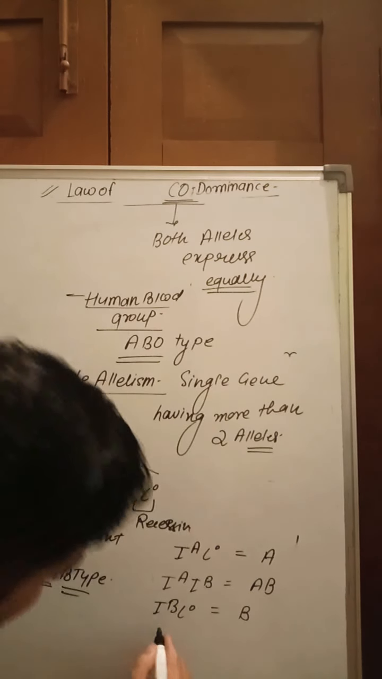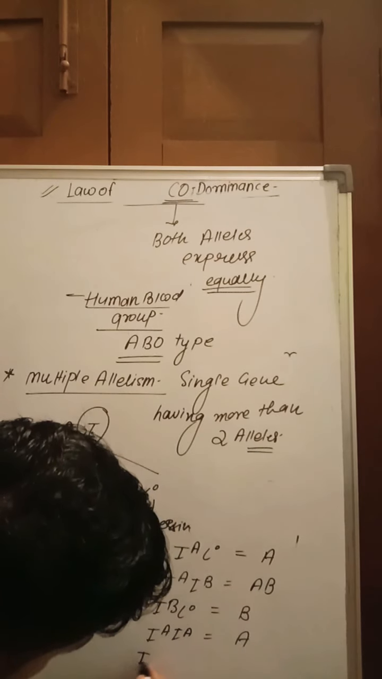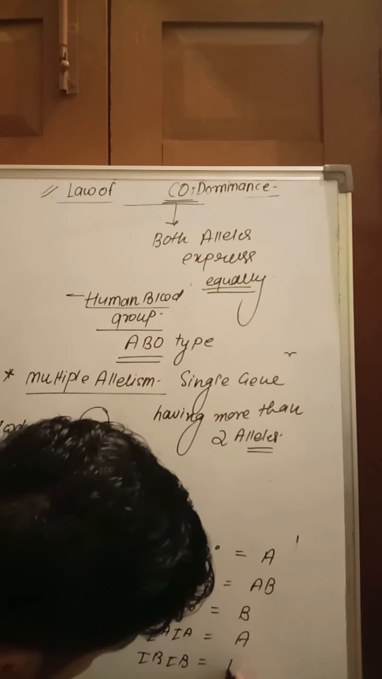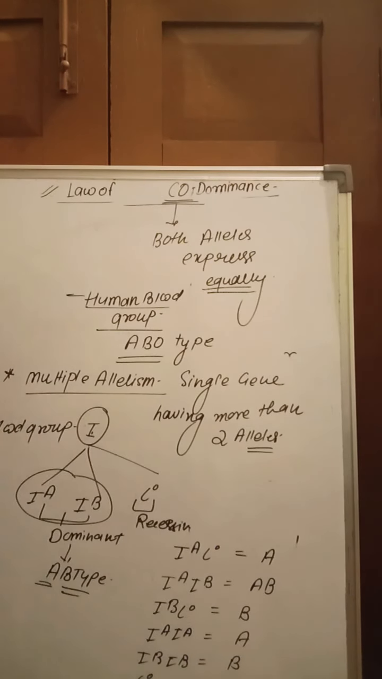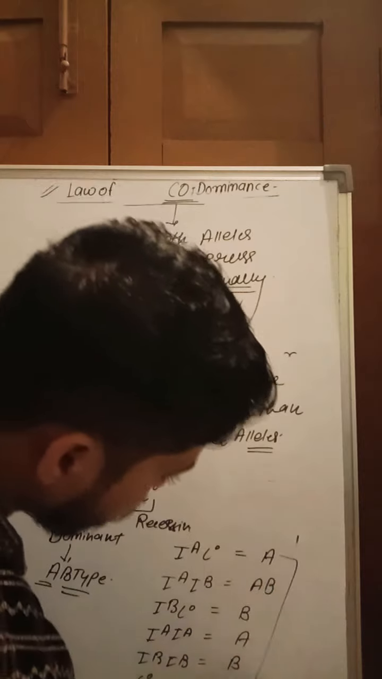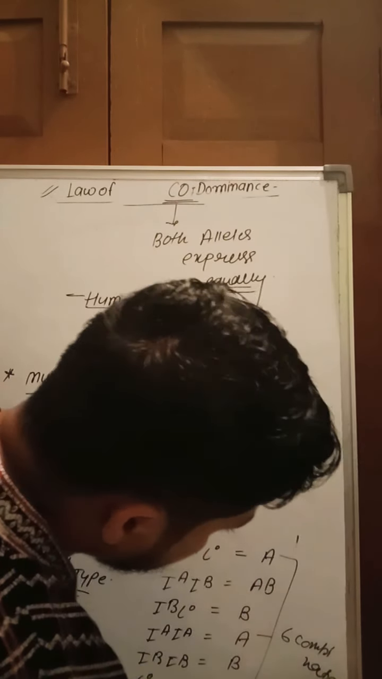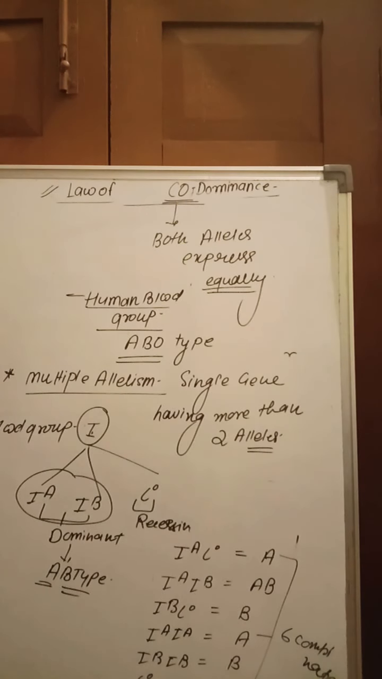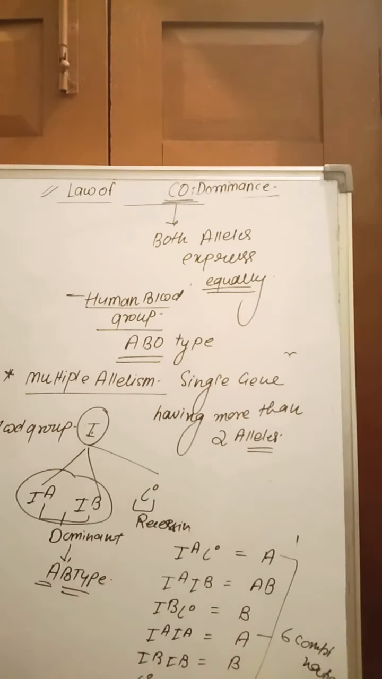If IA IA together, the blood group will be A. IB IB together, the blood group will be B. IO IO together, O. So there are 6 combinations. How many combinations? 6 genotypic combinations. Very important. So listen to one thing carefully. The human blood group is an example of codominance, and also an example of multiple alleles. So that is called the law of codominance.